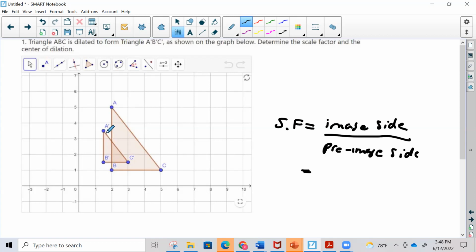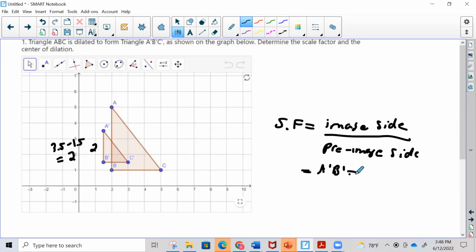It doesn't matter which one you do, but if you look, this is 3.5, and it goes to 1.5. So you could do 3.5 minus 1.5 to get that side length, which is 2. So this side is 2. So A prime, B prime is 2. And then I would divide it by this side, which is from 1 to 5, which is 4. This one's easier to count: 1, 2, 3, 4. So I'm going to divide it by AB, which is 4. If we reduce this, it reduces to 1/2 because they're both divisible by 2. So that would be the scale factor. And that makes sense. If our figure gets smaller, our scale factor should be between 0 and 1. And if our figure gets larger, then it should be greater than 1.